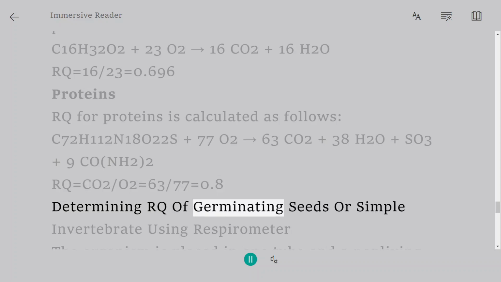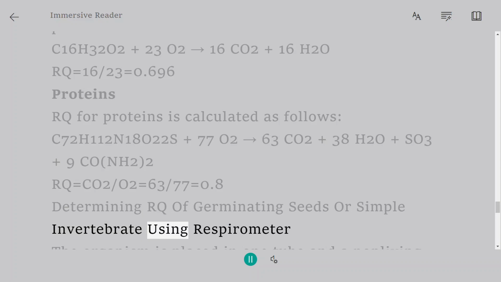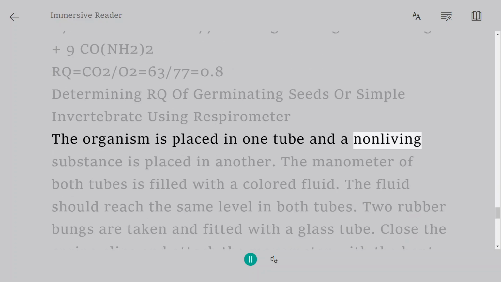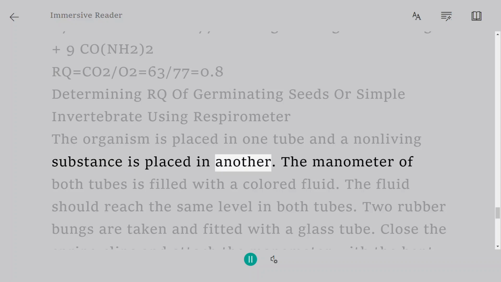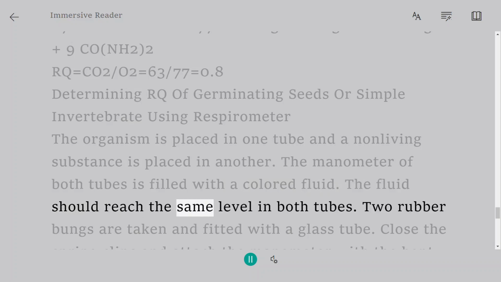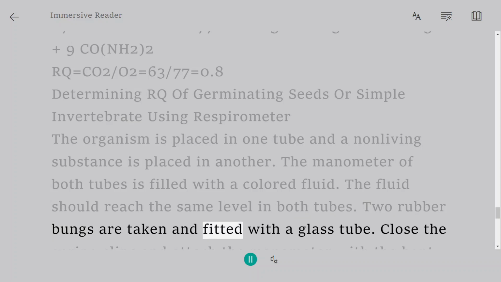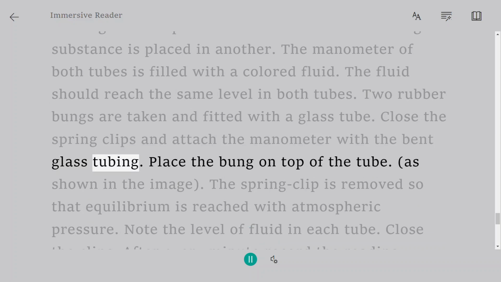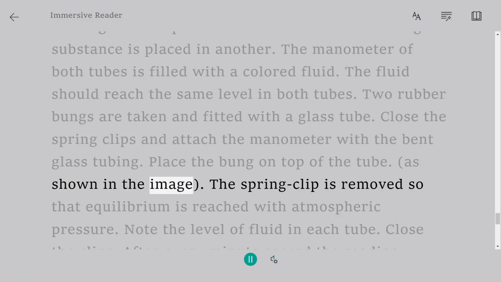Determining RQ of germinating seeds or simple invertebrates using a respirometer. The organism is placed in one tube and a non-living substance is placed in another. The manometer of both tubes is filled with a colored fluid. The fluid should reach the same level in both tubes. 2 rubber bungs are taken and fitted with a glass tube. Close the spring clips and attach the manometer with the bent glass tubing. Place the bung on top of the tube, as shown in the image.